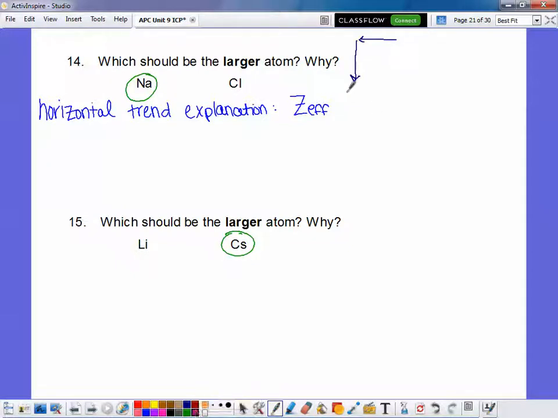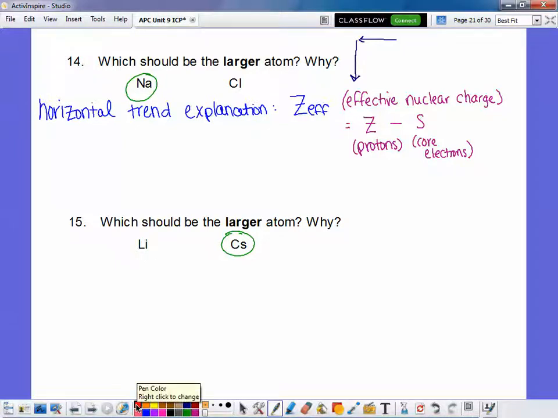Zeff stands for effective nuclear charge. And it is calculated by taking the number of protons and subtracting the core electrons. Before we explain more about what Zeff does, let's do just a couple practice problems of calculating the Zeff for different atoms. For example, sodium.